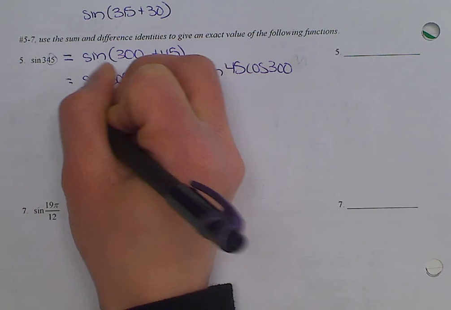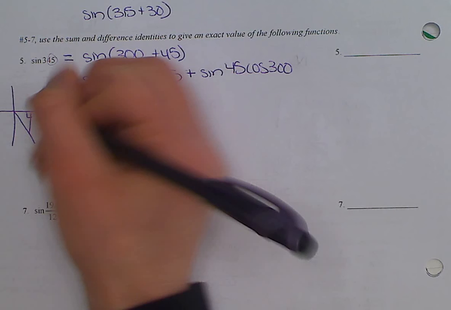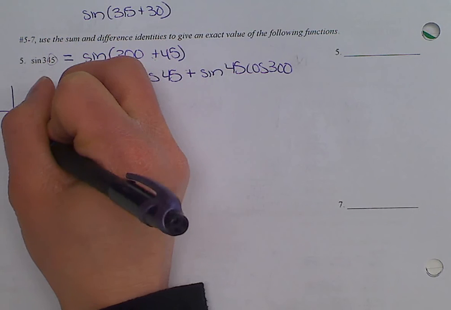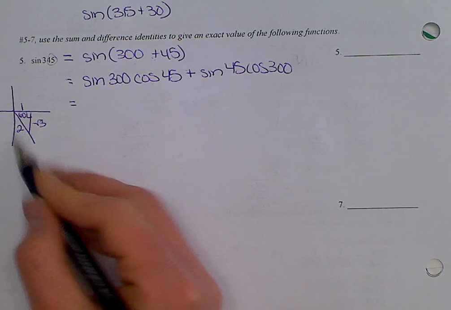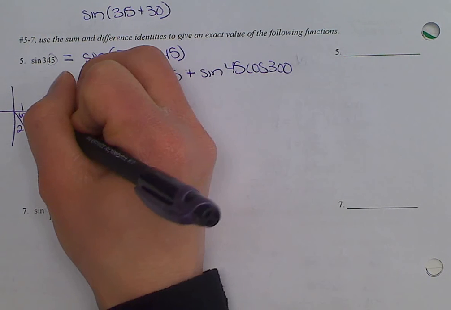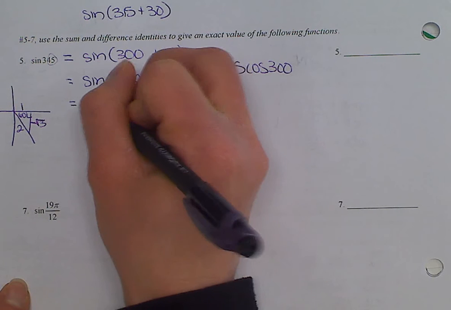So 300 degrees, again, just remember, is in quadrant 4. Your reference angle is 60. You don't have to set up a triangle. In fact, I usually don't. We are in quadrant 4, and our reference angle is 60, so the sine is negative root 3 over 2.